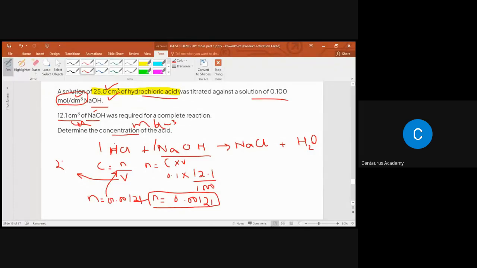So it is going to be 25 divided by 1000, since it is in centimeter cube, to convert it into decimeter cube. And then you will get the final answer for concentration, which is as mentioned by Fahad and Zoya. Both of their answers are correct, 0.048 moles per decimeter cube. Is this point clear?